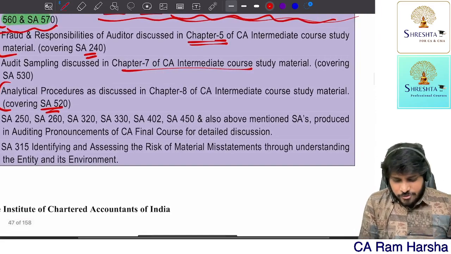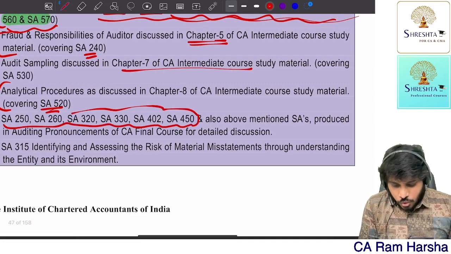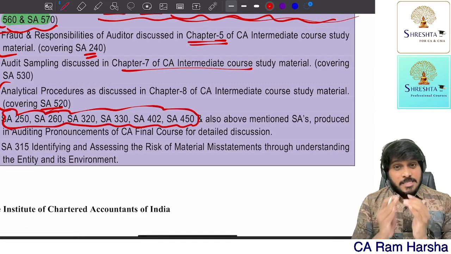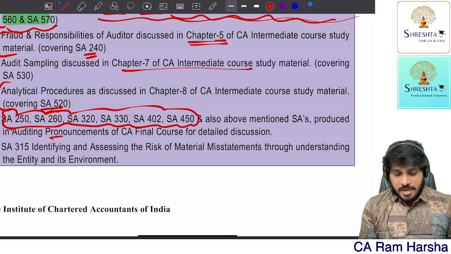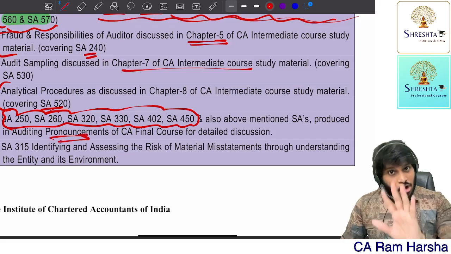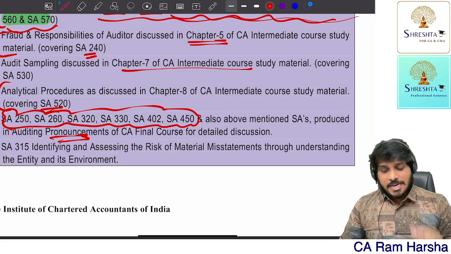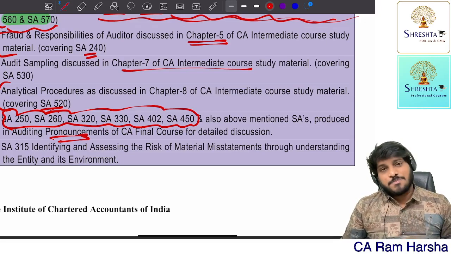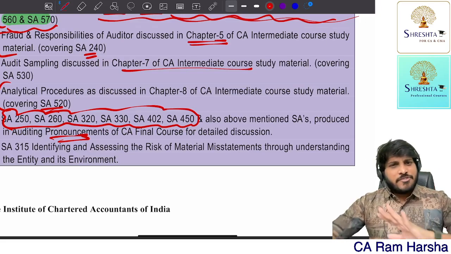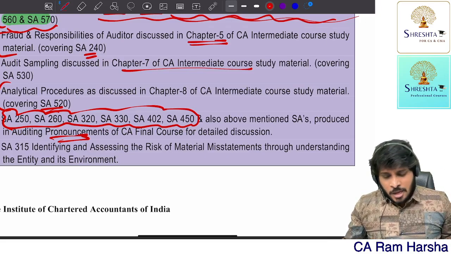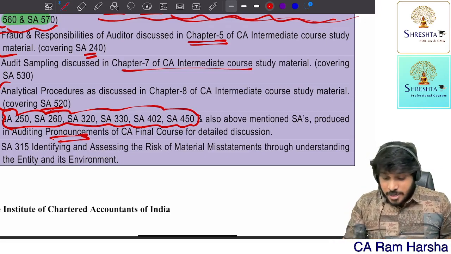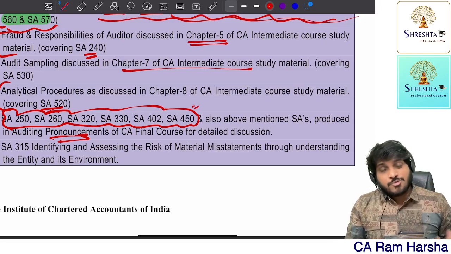But only for these standards, the CA final book is exclusively saying refer to the pronouncement book. Not for any other standard, only for these standards. Only for them. You are not supposed to refer to any other book. You are not supposed to refer to the entire pronouncement. Only for them you have to refer to the pronouncement.